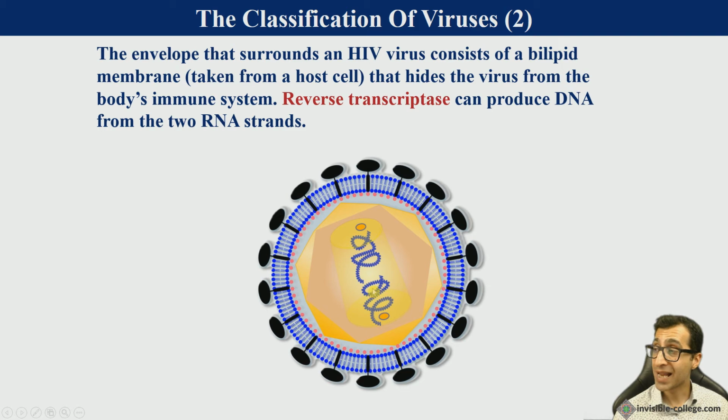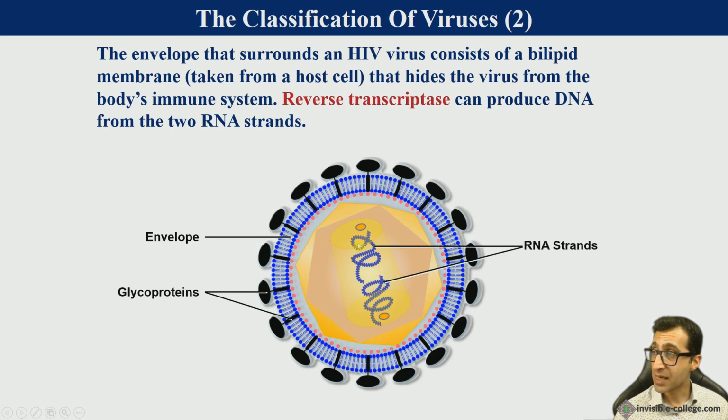Now, this enzyme allows them to inject their own DNA into the genome of the host organism. So here we can see the envelope of the virus. We can see around this envelope, embedded within this envelope, the glycoproteins that you see here. Within the capsid of the virus, you can see the RNA strands. Again, this is a diagram of HIV. And HIV is an RNA virus.